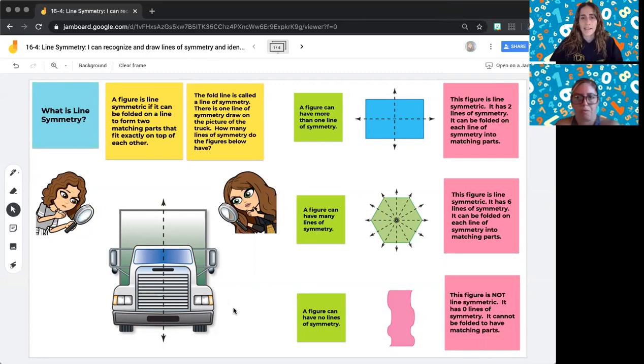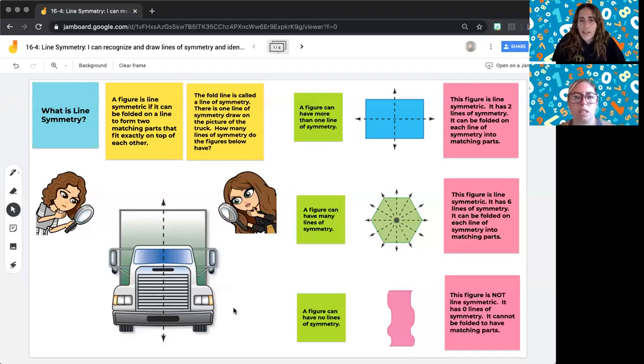I'm thinking of it like when we're folding something, like a Post-it, and we're just folding it to see if we have the same shape. Yep. If we fold it on that dotted line, one side matches up with the other side. Perfect. And if it doesn't match, then it can't be symmetric. So let's take a look at these other figures.